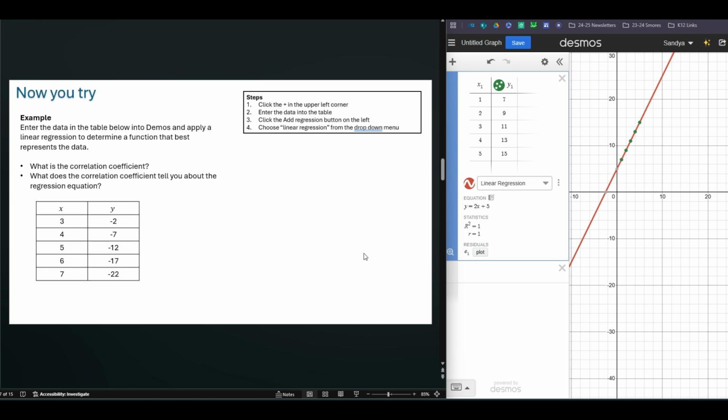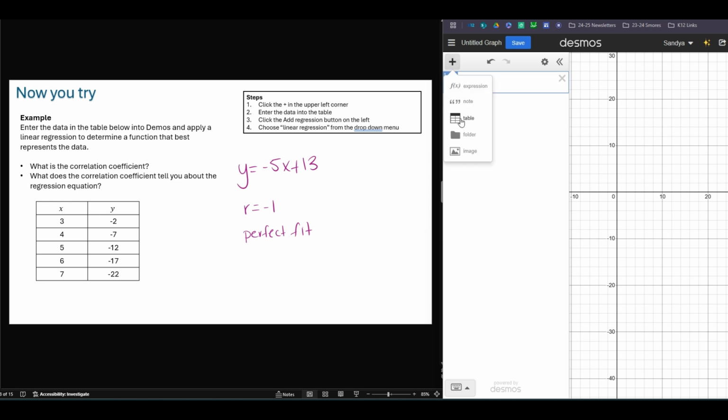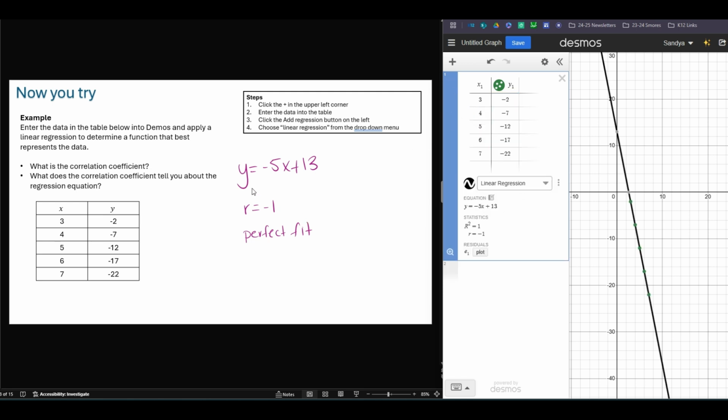Now you can go ahead and pause the video and try doing this example on your own. Here we have a whole new set of data, but it's the same process as before. You go to table and type everything in. Once you've done that, you do add regression. The linear regression tells you the equation is y equals negative 5x plus 13. It says r equals negative 1, so this line is a perfect fit for this data.